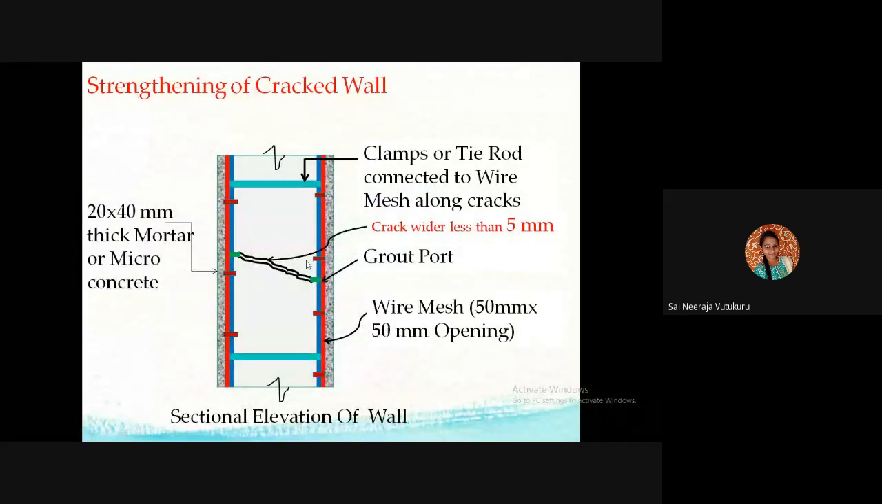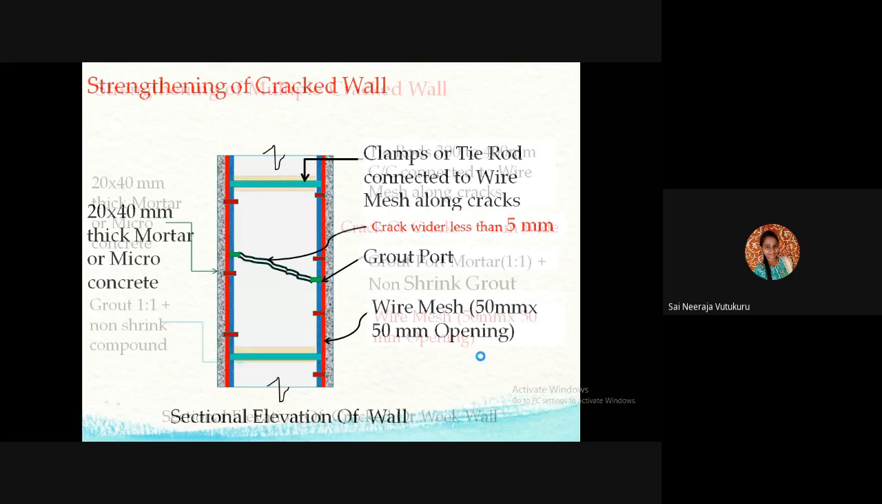And similarly, for any kind of cracked walls, if you are having a crack here, what we do in general is clean up the cracks and provide the grouting technique. By using the grouting technique, we make a thick cement paste and fill it here. So if the crack width is less, we provide clamps or tie rods at the top and bottom portion. And whatever mortar we are using inside, the cement mortar can be micro concrete, if not 20 by 40 thick concrete mix. Coming to the wire mesh, it should be of 50 by 50 openings.